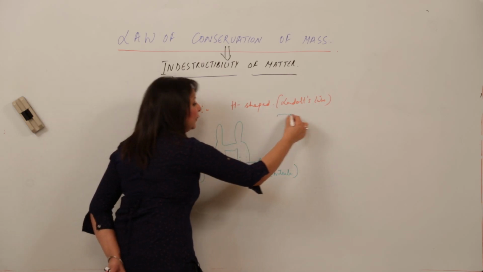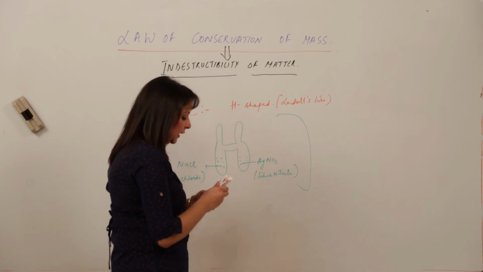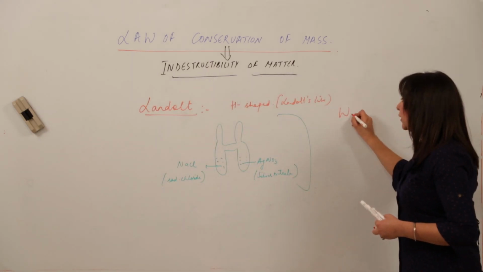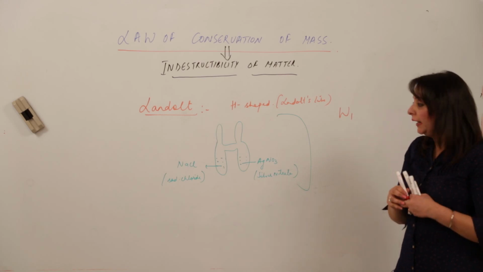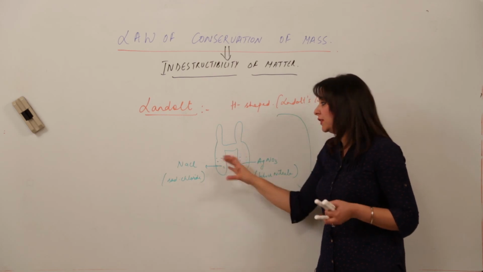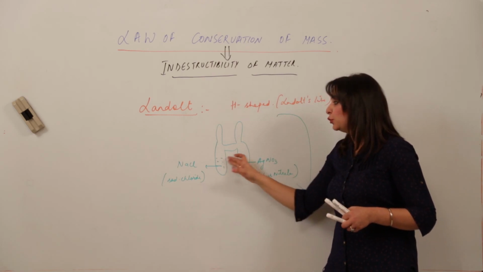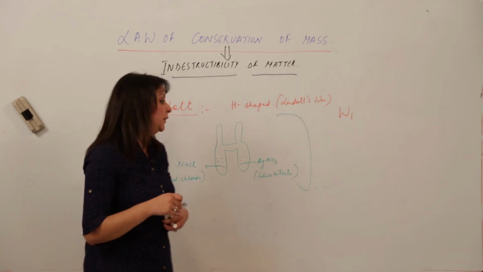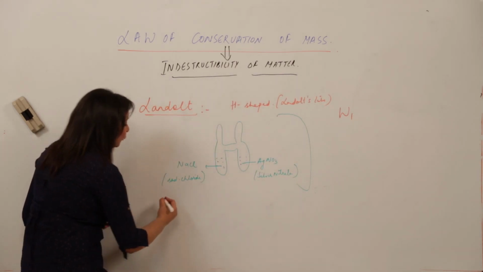What did he do? He weighed this tube. Let us say the weight comes out to be W1. Then he shook this tube. So what happened? These two solutions got mixed. When they got mixed, obviously they must be reacting. So what was the reaction involved?